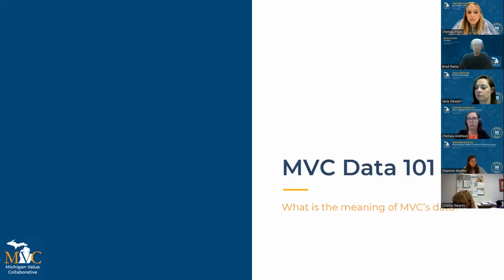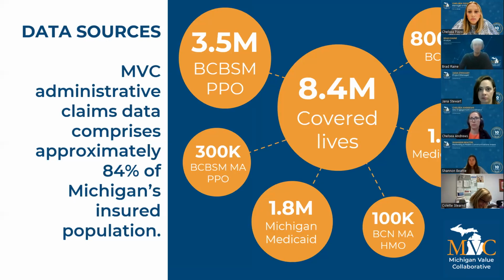So as a starting point, we'll do a quick overview of MVC data, just in case folks aren't familiar. MVC has 6 different payer data sources. We comprise approximately 84% of Michigan's insured population. Those payers include Blue Cross Blue Shield of Michigan PPO Commercial and Medicare Advantage, BCN HMO Medicare Advantage and normal BCN, Medicare Fee-for-Service, and Michigan Medicaid.